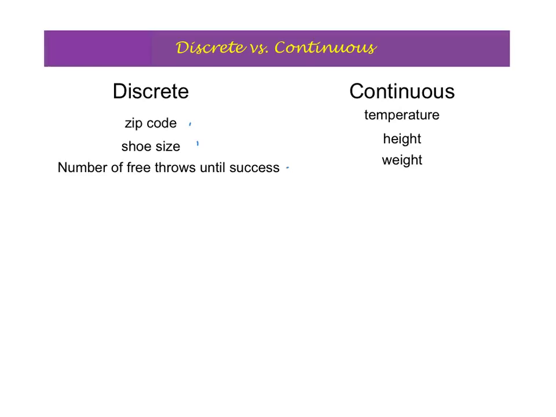The continuous random variables were temperature, height, and weight. You'll notice in between any two temperatures, there is yet another one. So if you had 21 degrees and 22 degrees, there's 21.5. If you look at 21 and 21.5, there's 21.25. I can always find another value in between any two. Typically, continuous random variables represent some sort of measurement.